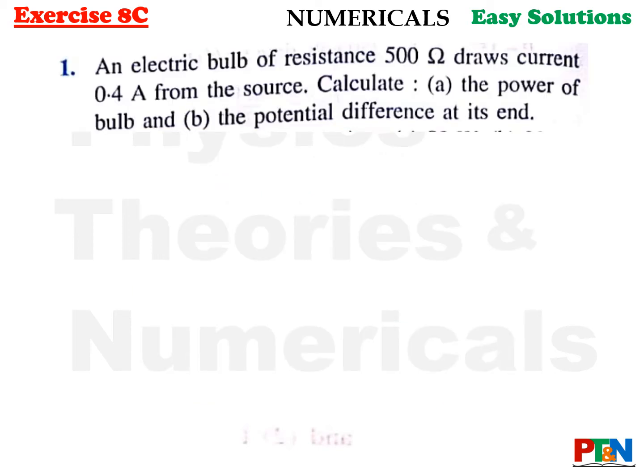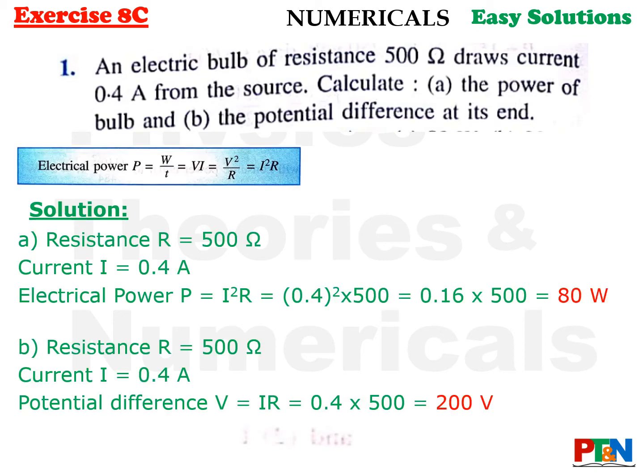The first numerical: an electric bulb of resistance 500 ohm draws a current of 0.4 ampere from the source. Calculate the power of the bulb and potential difference at its ends. The solution: look at the formula that we will be using. Resistance R is given, that is 500 ohm. Current has been given, 0.4 ampere. So electric power is I square into R. Put the values, you get the value as 80 watt.